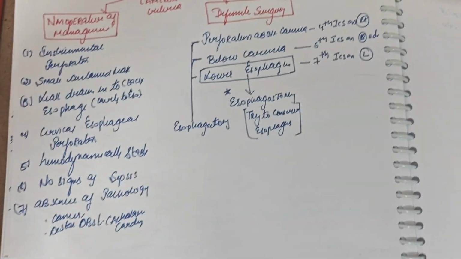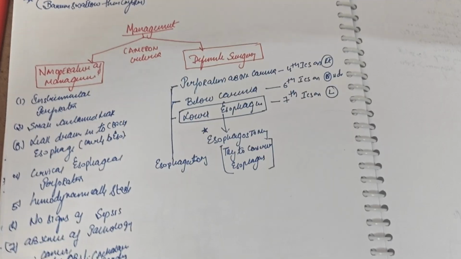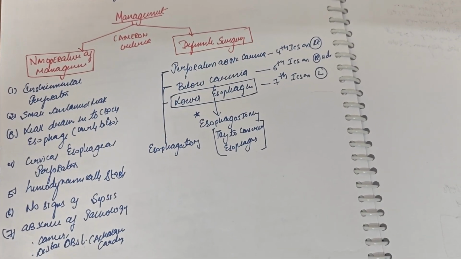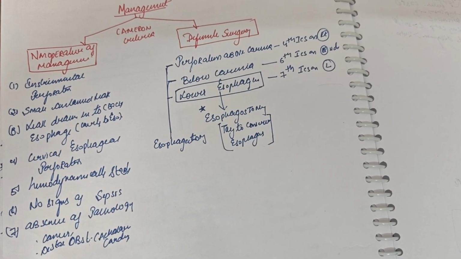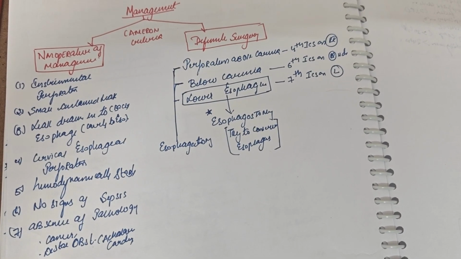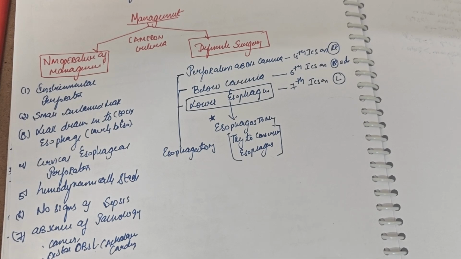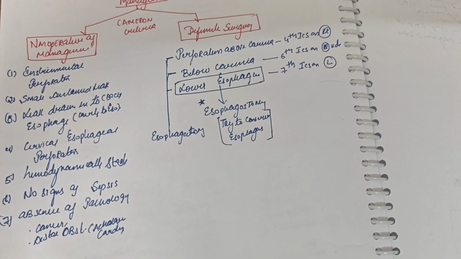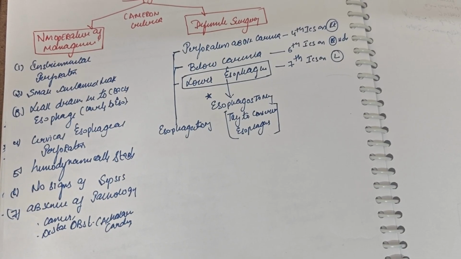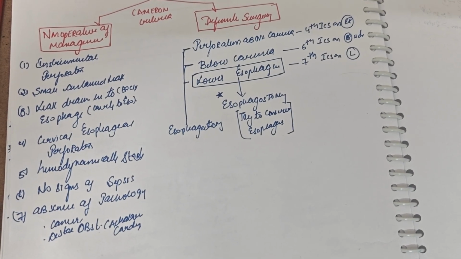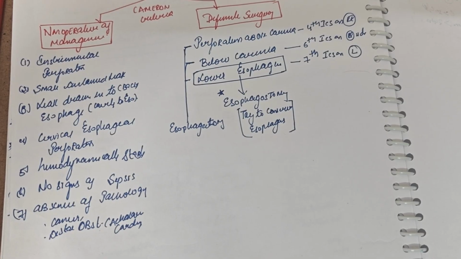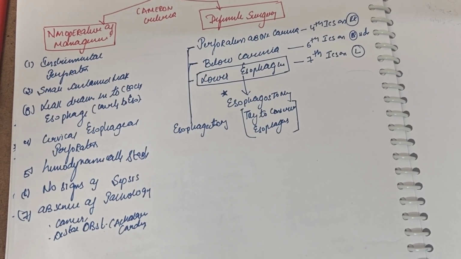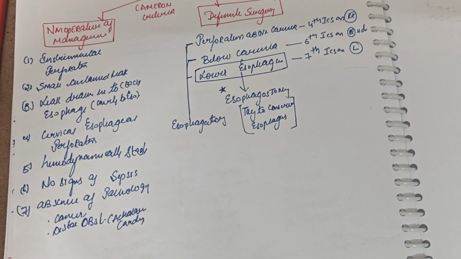Now let us understand the management point. What exactly do we do here? In the management, you have non-operative management and you have definitive surgeries. There are the Cameron criteria, where we manage non-operatively in instrumental perforation with a small contained leak. Okay, we don't operate. If a leak drains back into the esophagus, we don't operate.